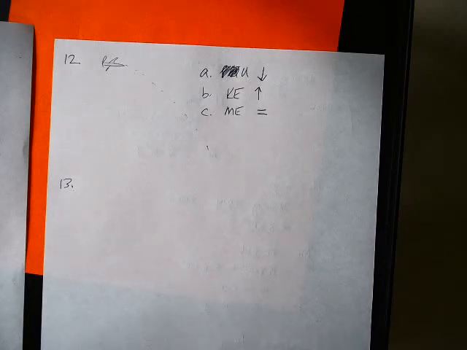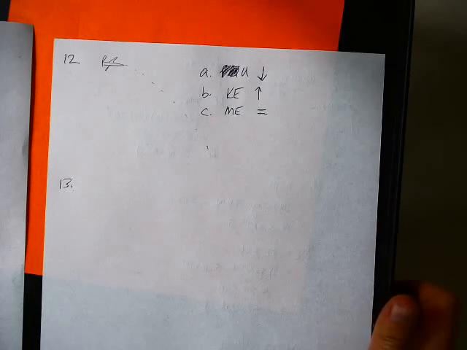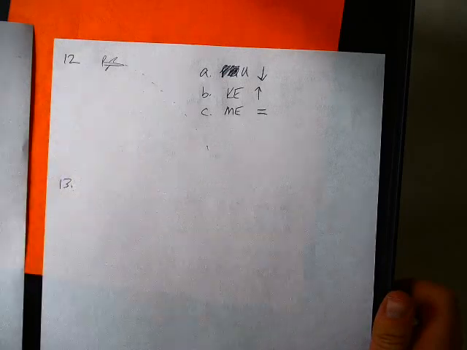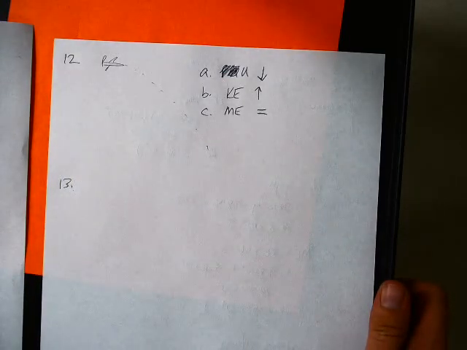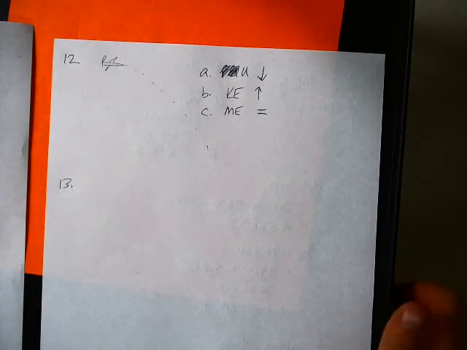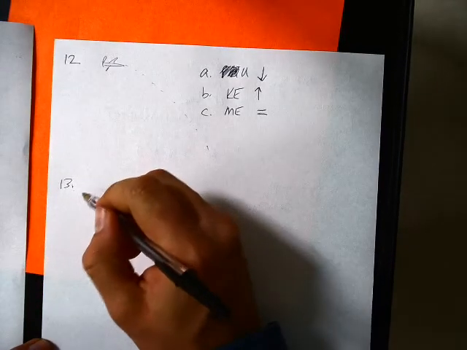So number 13, a 0.025 kilogram penny is dropped from the top of a 381 meter tall Empire State Building. Question 1, how much potential energy does it have?